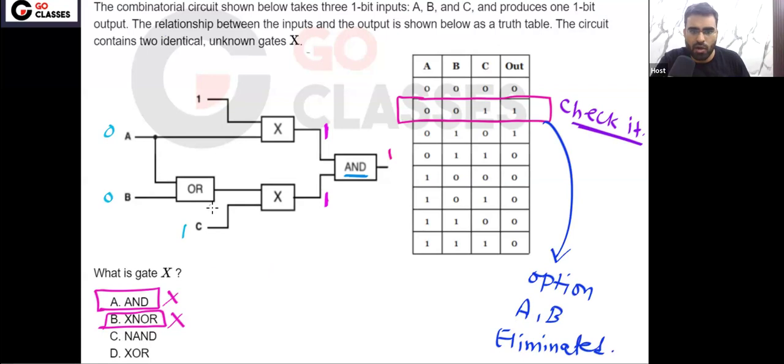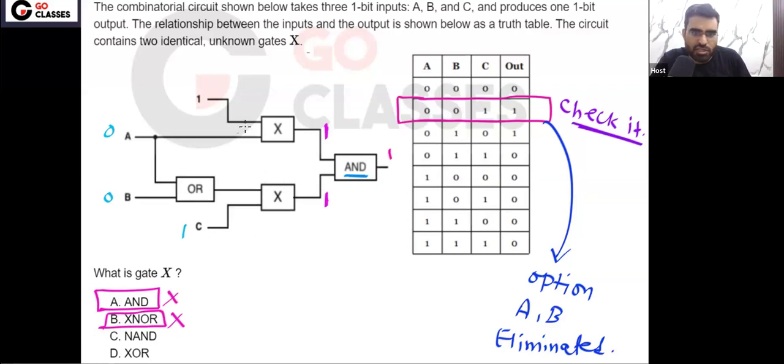Now we will do something clever. Remember, so far these two options are gone. Now two options are remaining, NAND and XOR. Because of this tuple, these options will not go. You can easily check that because of this tuple, these two options, NAND and XOR, will satisfy.